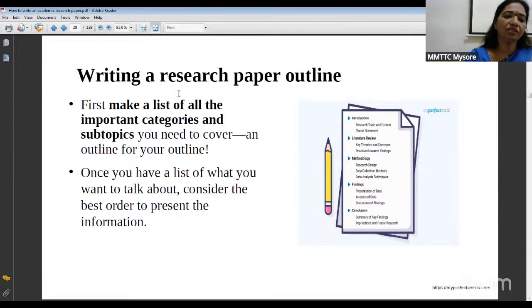So what are the steps in making a research paper outline? First, make a list of all the important categories and subtopics you need to cover. Okay, so an outline looks like this: introduction, literature review, methodology, findings, conclusion.